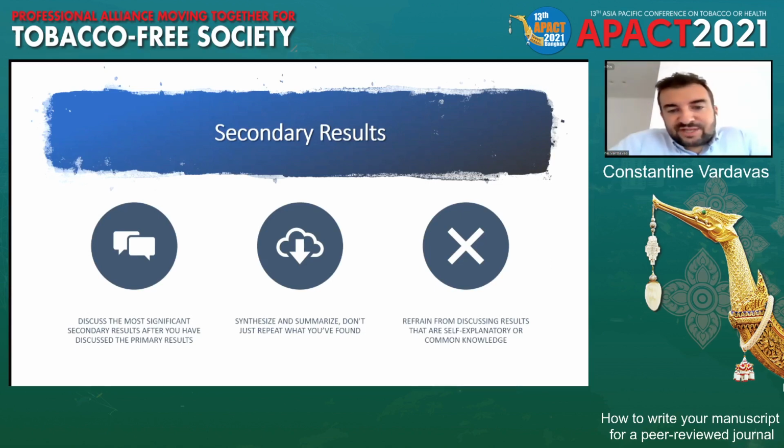In the secondary results, you synthesize and summarize. You don't just repeat what you've already found and already written in the results. The reader does not want to read the same thing for the second time. So you want to change your writing, change your approach, interpret, summarize. You don't want to present all the results again one by one. And you don't need to discuss results that are common knowledge. If something is very well known, I don't need to discuss it in the discussion. Discuss those things that are more interesting or more novel.